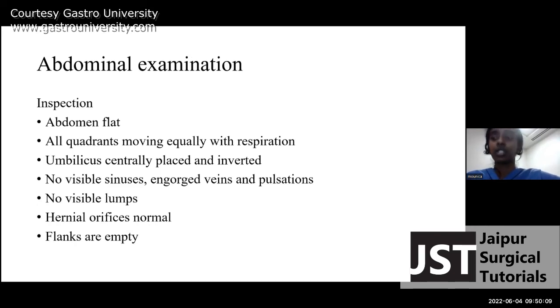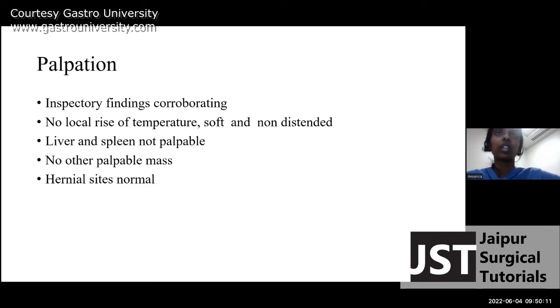On palpation, inspection findings are corroborating. There is no local rise of temperature; the abdomen is soft and non-distended. Liver and spleen are not palpable. There are no other palpable masses. Hernial sites are normal.